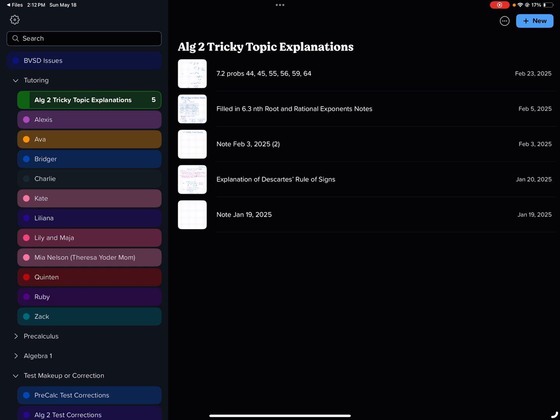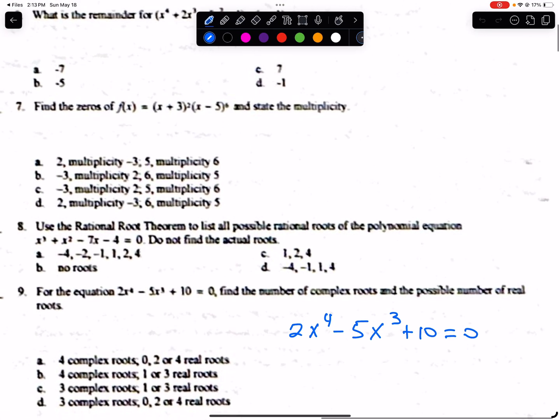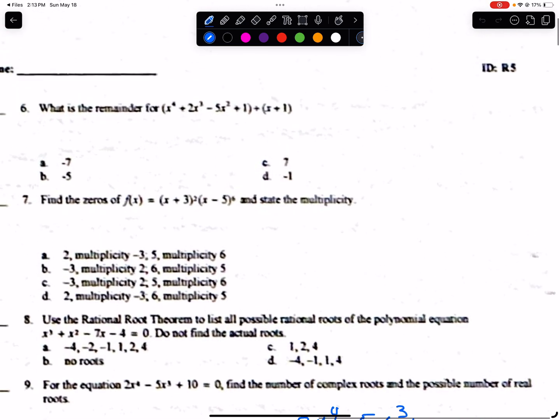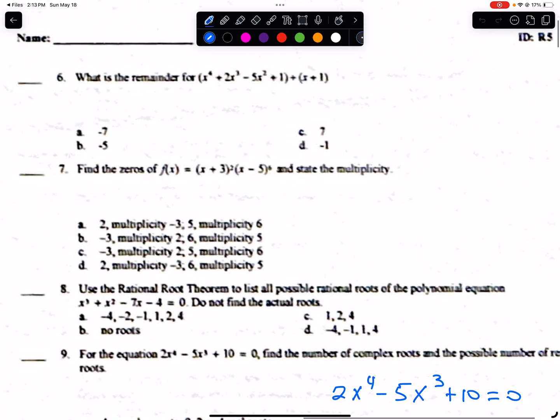This one I was confused on. What is the rational root theorem? That's right here, for number 8. I didn't actually do it, I just wrote it down. Let me look at that one. So this is module 5. It's too hard to see on that thing. So what number are we talking about? Number 8.